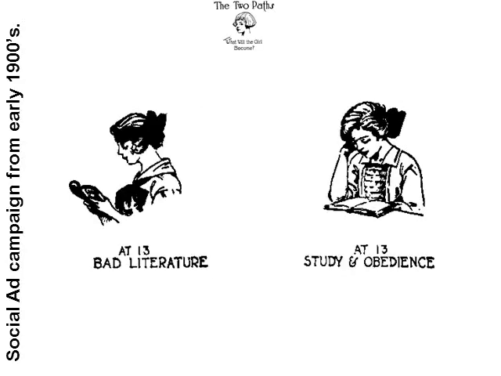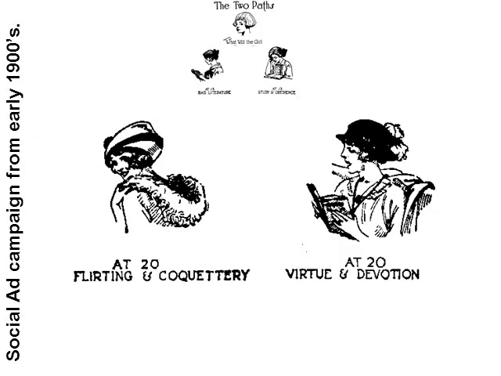Will the young lady at age 13 take the bad path on the left and read bad literature, or will the young lady take the good path on the right, and will she study and be obedient? As time goes by, at age 20, is the woman on the bad path and is she flirtatious? Or on the right, is she on the good path? Is she virtuous? Is she devoted to family? Is she devoted to her religion?